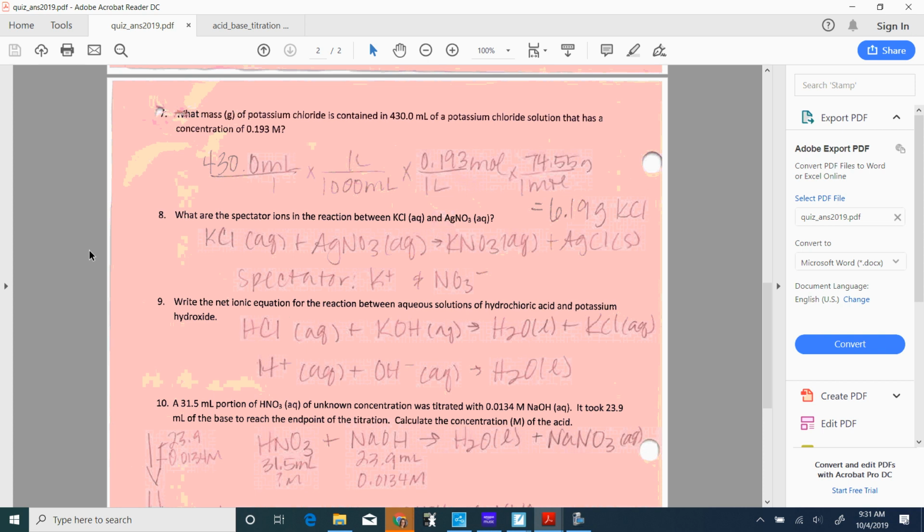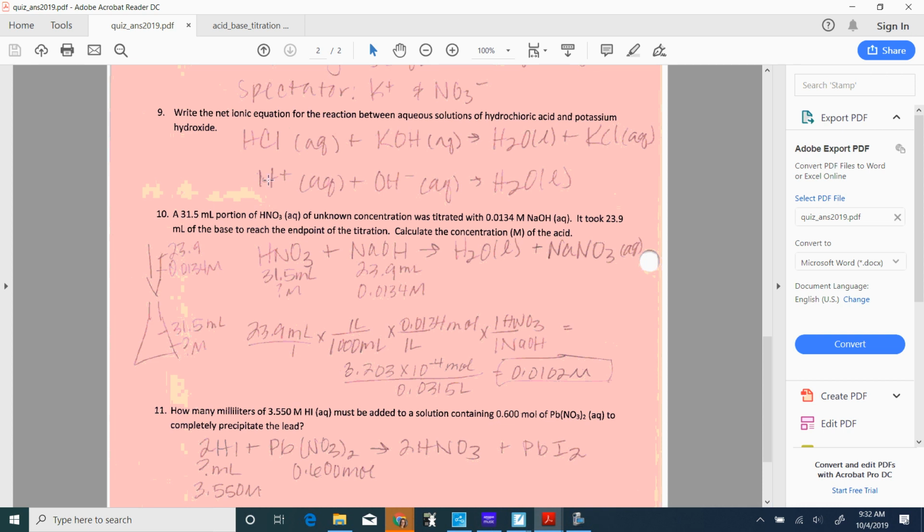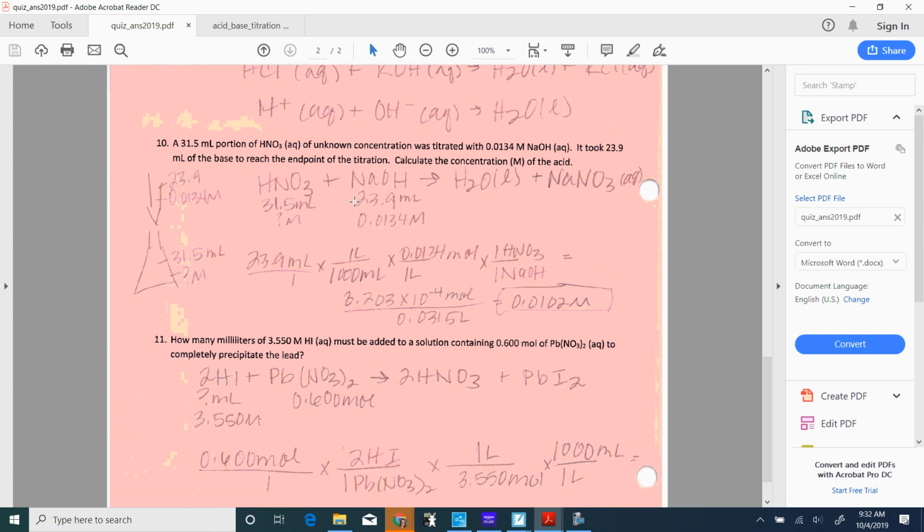Okay? Spectators are your potassium and your nitrate. All nitrates are soluble. Anytime we have an acid-base reaction, our net ionic is always going to be the same thing. Okay, let's look at our titration problem.